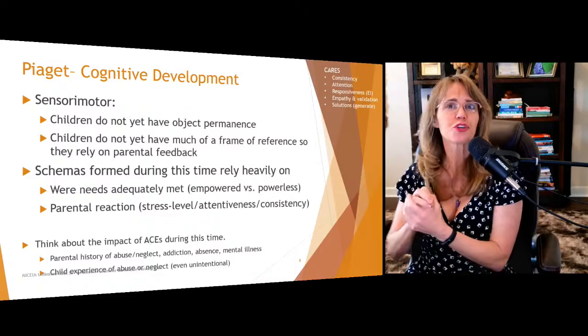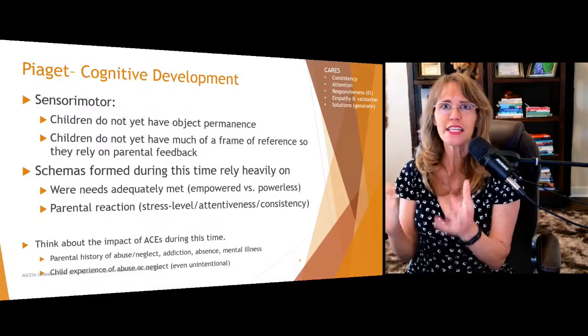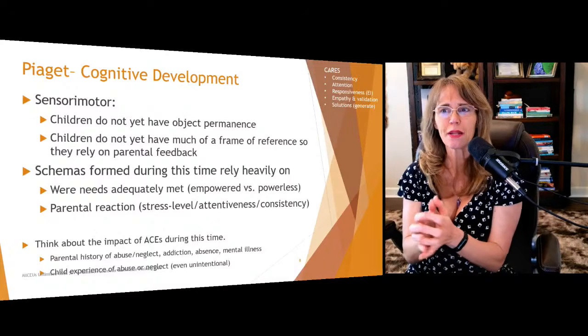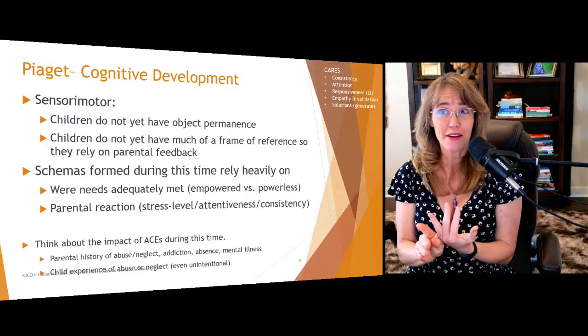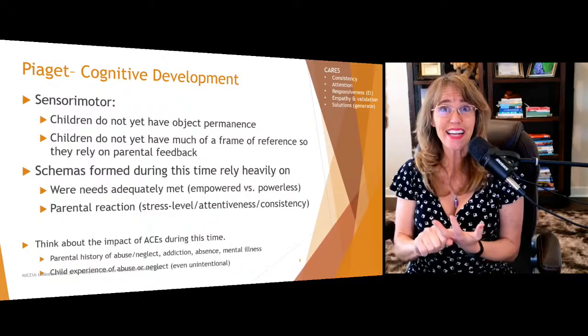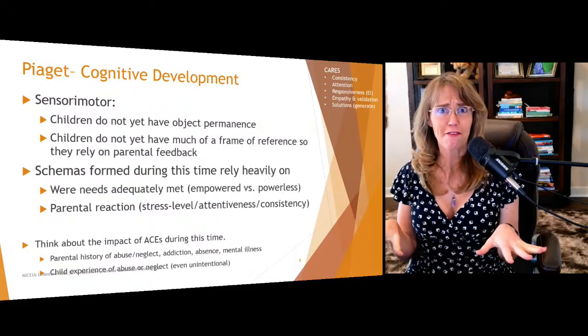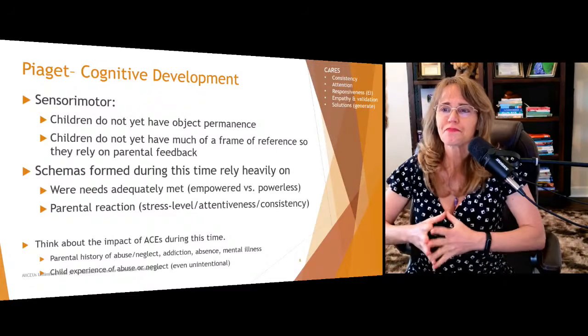If the caregivers are inconsistent, if they're inattentive, if they're unresponsive, these are all characteristics that create insecure attachment because they're either not getting any feedback from the parent, or the feedback that they're getting is scary. It says, hey, you're not safe. And the whole purpose of the caregiver is to keep them safe.